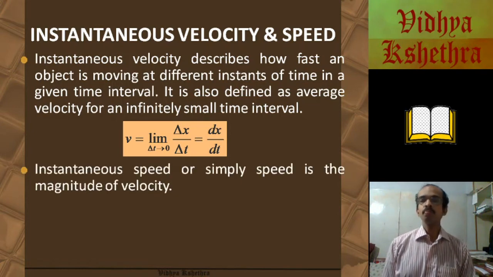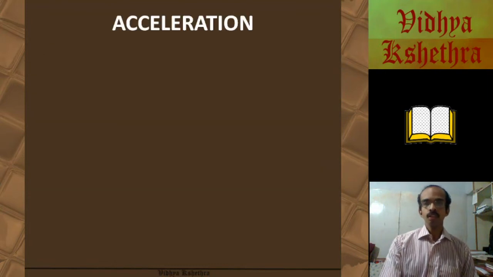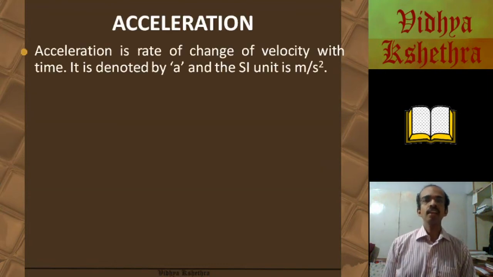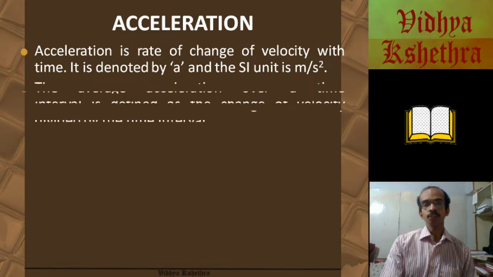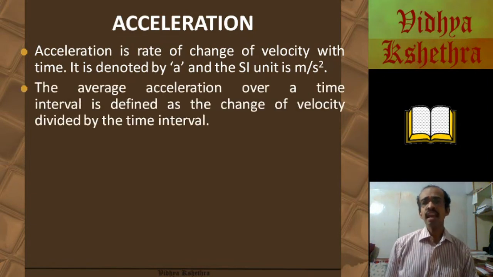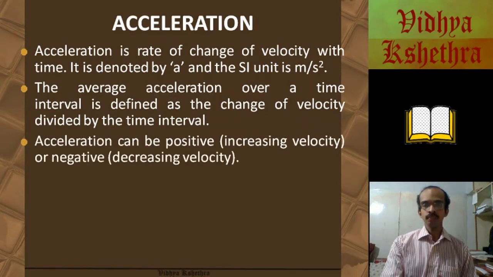Instantaneous speed, or simply speed, is the magnitude of velocity. Now, acceleration. Acceleration is the rate of change of velocity with time. It is denoted by a, and the SI unit is meters per second square. The average acceleration over a time interval is defined as the change of velocity divided by the time interval.